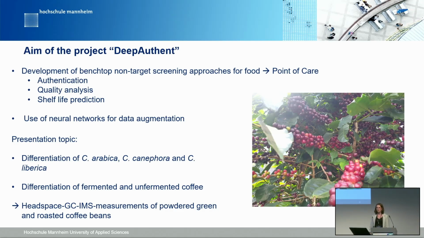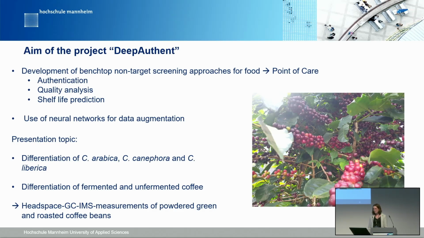is point-of-care usable. That means that we can transport the device that we are using to the point of care, so where either the farmers are growing the coffee or where the coffee is shipped to. And we want to do this for authentication of coffee, for quality analysis, and also for shelf life prediction.